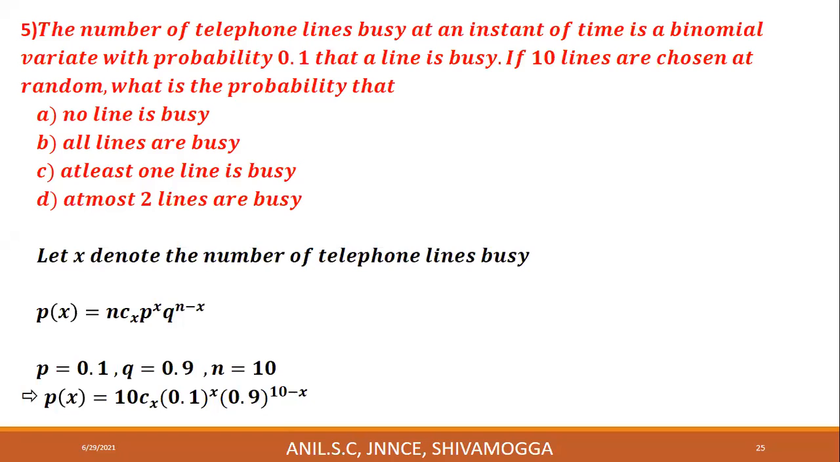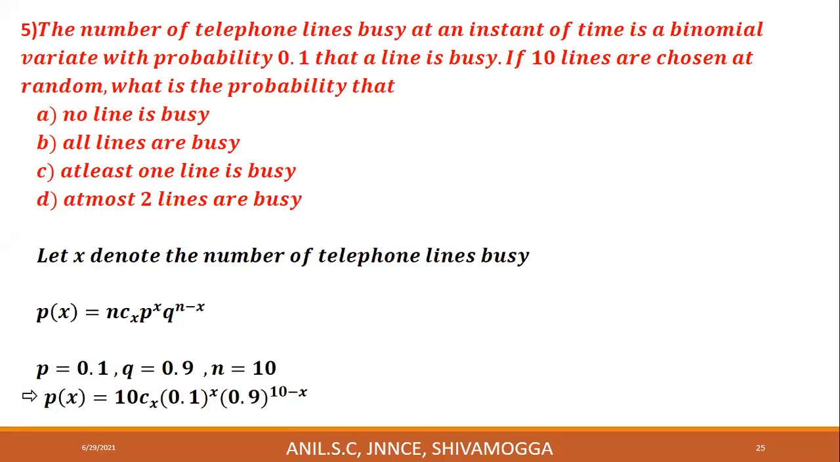The number of telephone lines busy at an instant of time is a binomial variate with the probability 0.1 that a line is busy. Clearly, binomial distribution is applicable. Only 2 possibilities are there. The telephone line may be busy, may not be busy.